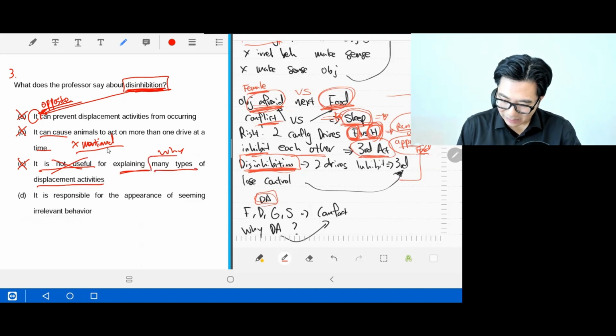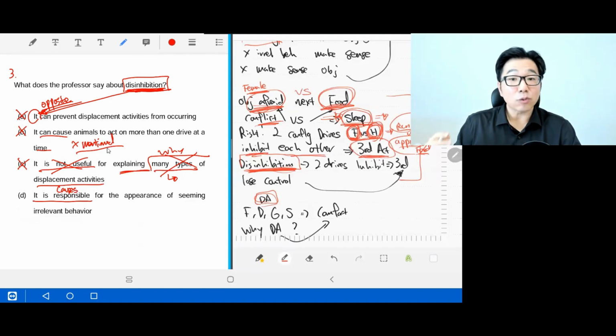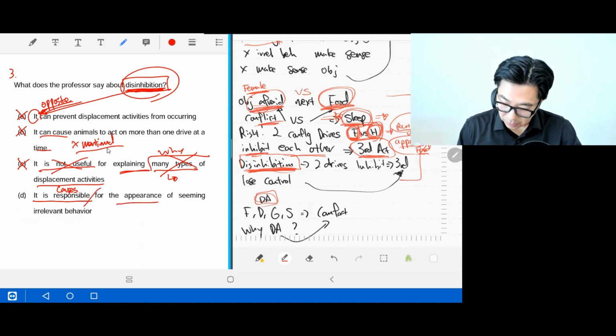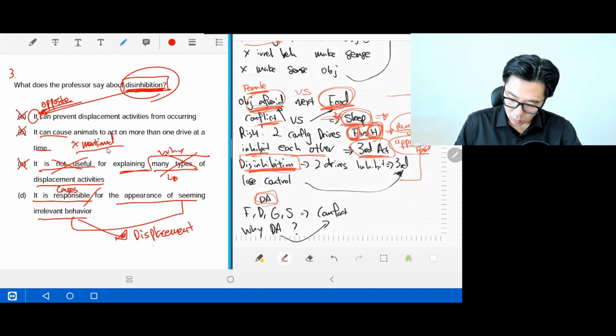And also many types of displacement activity. I mean, what does this even mean? I'm confused. Okay. So completely wrong in so many ways. So D should be the answer. Otherwise, I will be in trouble. D, it is responsible. Yeah, it causes. Okay, it is responsible. So this inhibition creates, causes, is responsible for the appearance of seemingly irrelevant behavior. What is this a paraphrase of? Displacement activities. Okay, so voila.